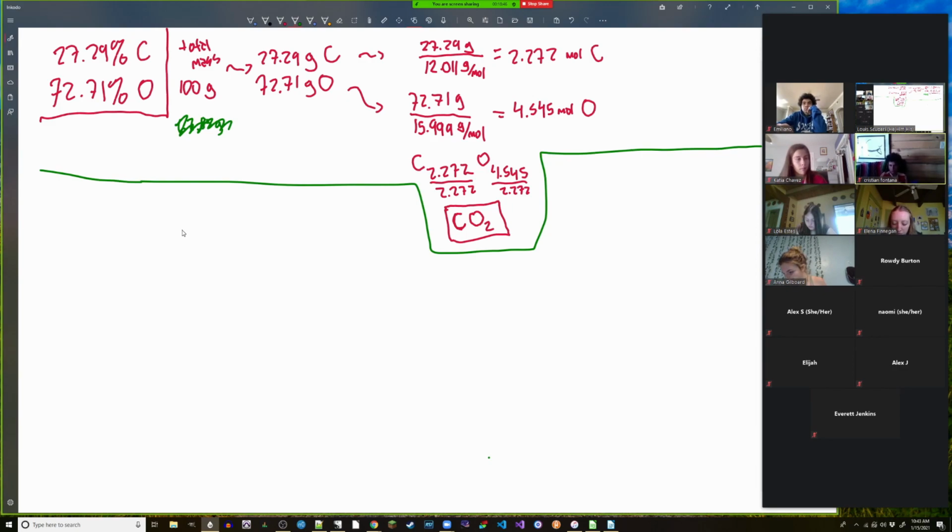So I'm going to give you another example. Just like this one above, exactly like it. Our sample is 40.0% carbon, 6.71% hydrogen, and 53.28% oxygen. So let's practice this. Let's do our best trying to figure out what at least our empirical formula is.